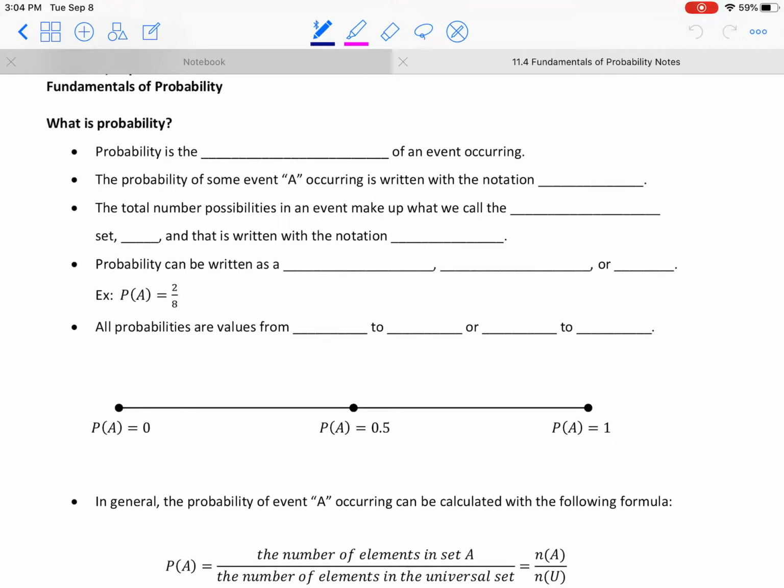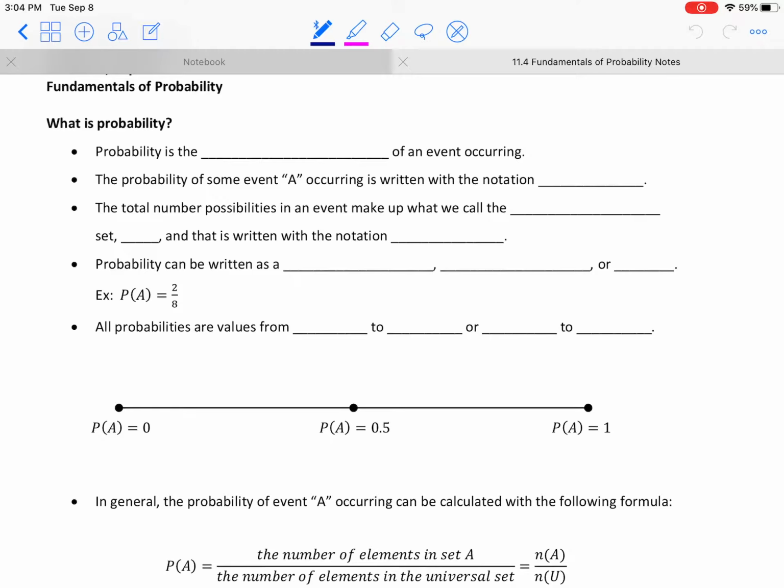So we've talked about in the last three topics some different ways that we could find the total number of outcomes in a situation. We talked about finding those outcomes using the counting principle, using combinations, using permutations, and all of those are going to be helpful in the next phase of our module, which is probability.